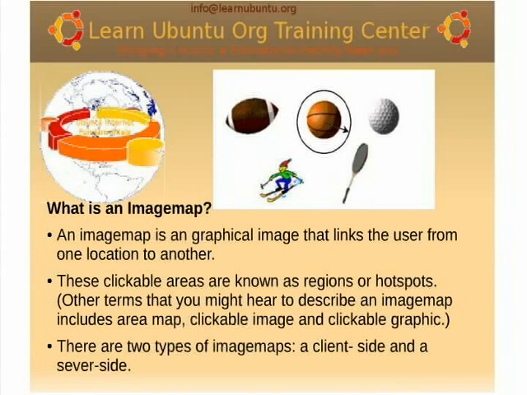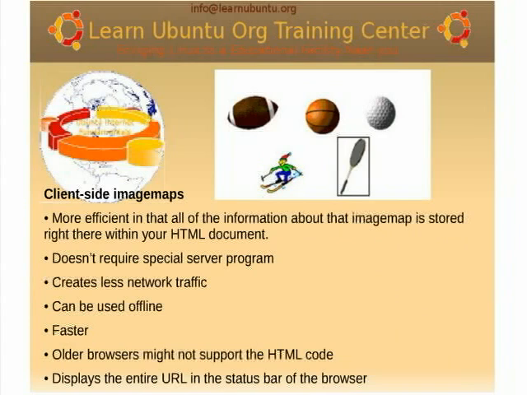There are two types of image maps. There's a server side and a client side. No one ever hardly bothers to use the server side anymore. We're concentrating on the client side image map for this chapter. A client side image map is more efficient because you don't have to send all the information back and forth between the server to get it processed. It doesn't require a special server program, and it offers less network traffic. And it can be used offline, and it's faster.